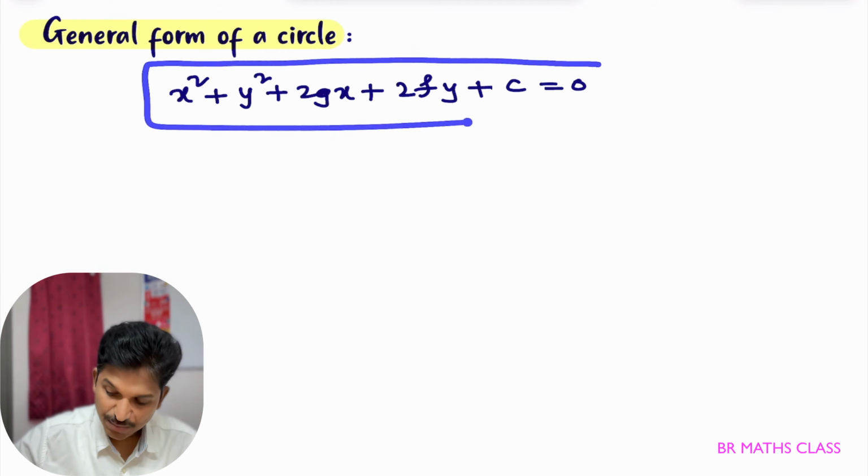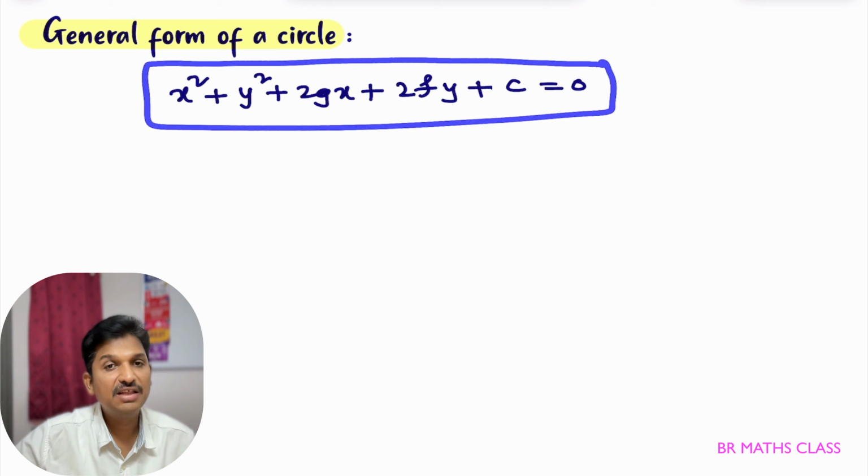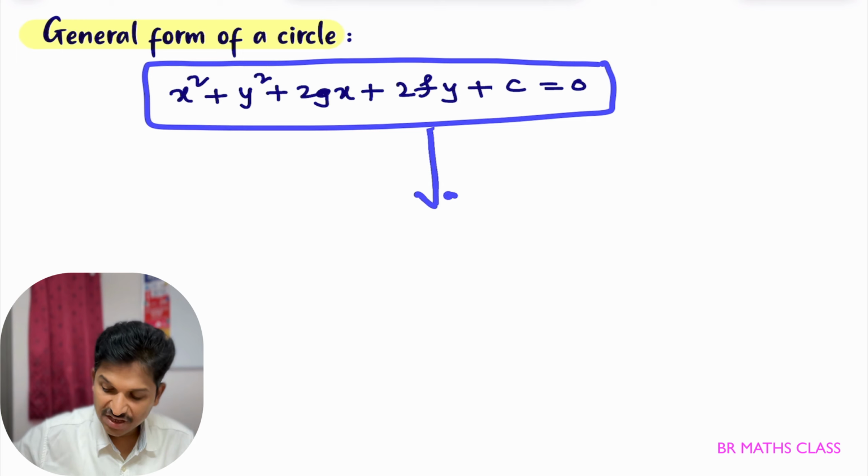This equation represents a circle. I am saying that this is the general form of a circle. My question is, if this equation represents a circle, what is its center? What is its radius? We cannot say directly like this from this.